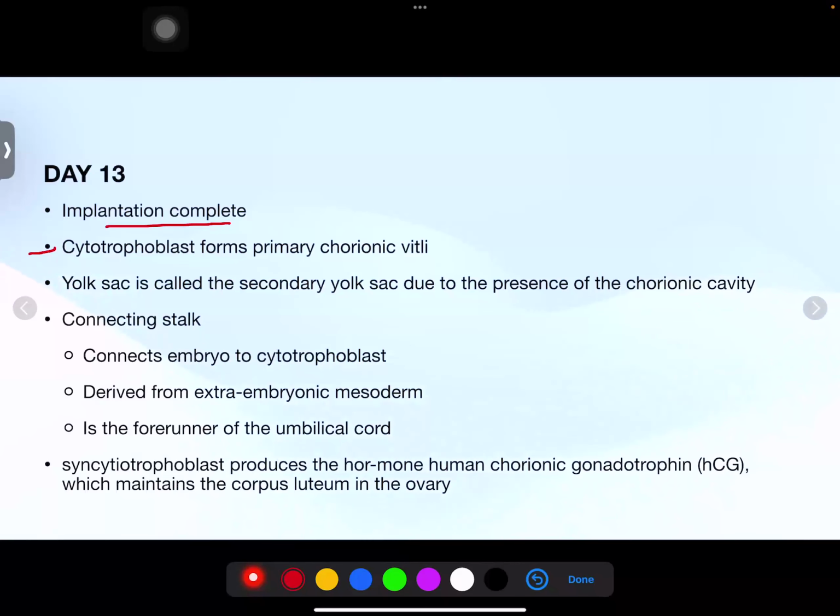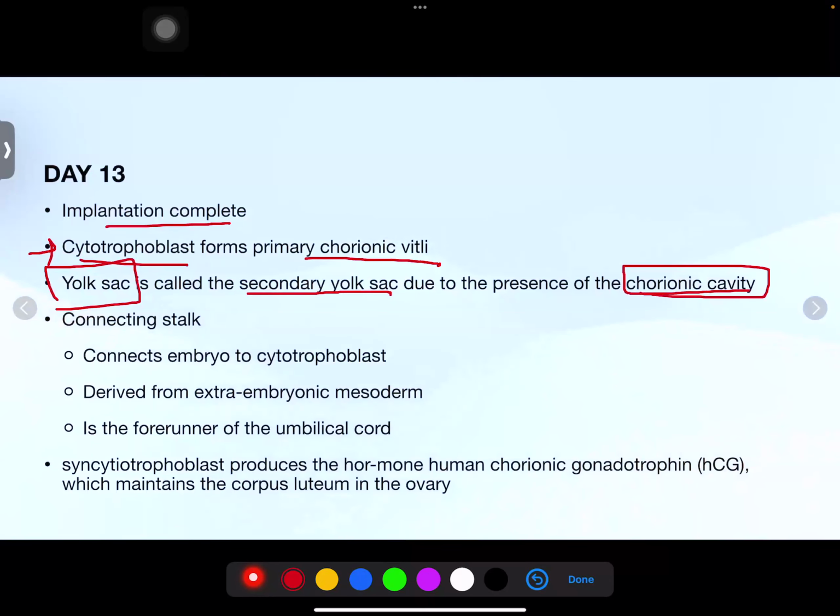Now, what happened next? The cytotrophoblast will be forming the primary chorionic villi. The yolk sac is now called the secondary yolk sac because a chorionic cavity has been formed outside. And there's a connecting stalk which connects the embryo to the trophoblast. Basically, this connecting stalk is the future umbilical cord, and it is derived from extraembryonic mesoderm.